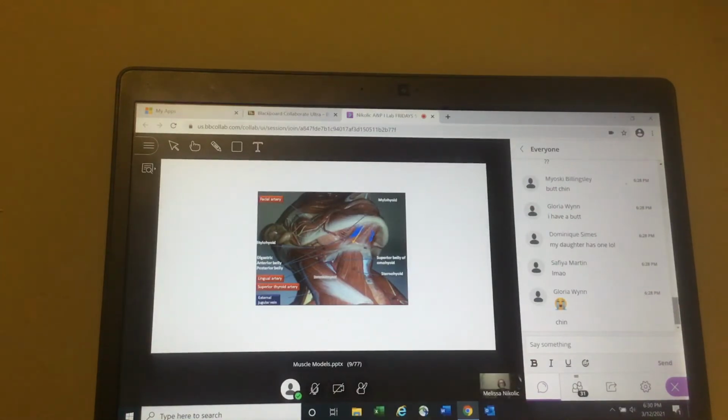Yes, that's one side. And what's the other side? That's it. You got your digastric. Now, show me where is the mylohyoid. It's all underneath that.